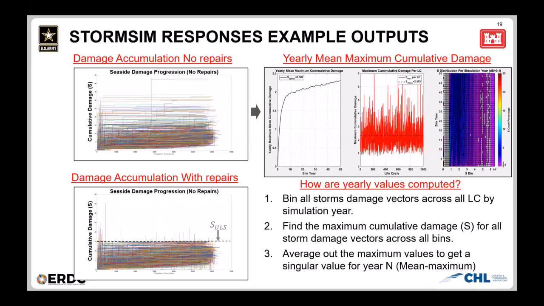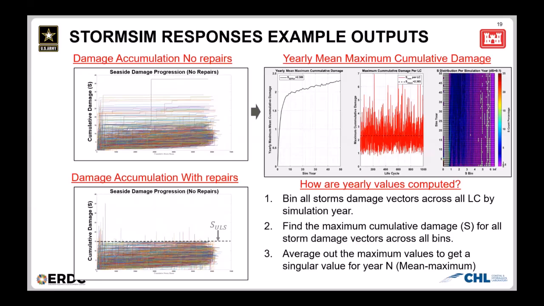Versus if you look at the bottom figure, it's exactly the same response information, meaning it's seaside damage progression. But in this case, we are allowing the structure to be subjected to repairs, so to speak. And the way that StormSim is doing that is that we specify an ultimate limit state for the damage of the structure that is highlighted there by the dashed horizontal line.